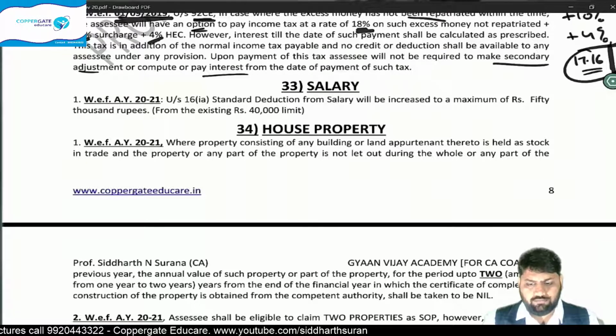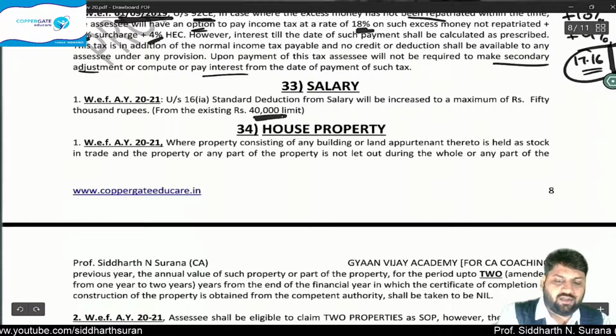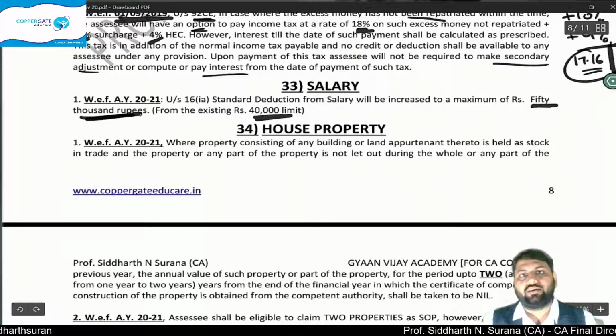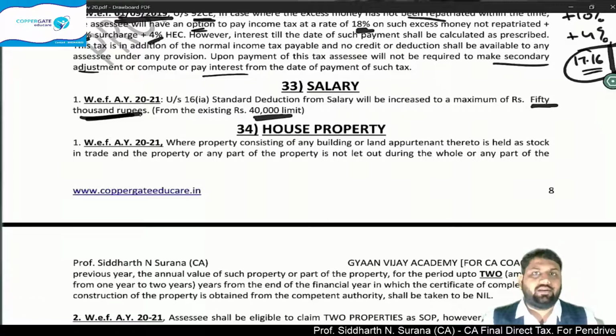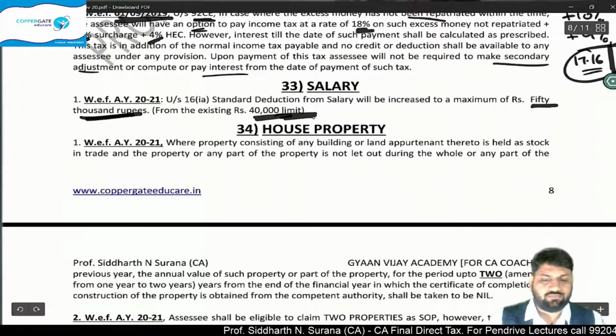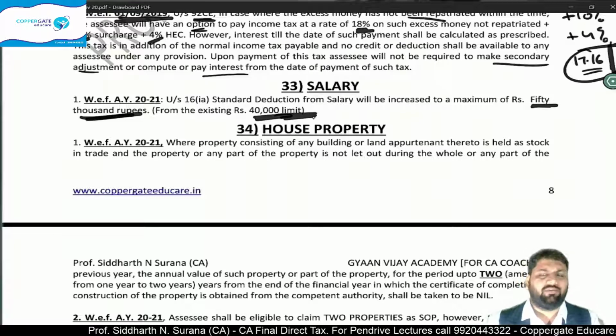First head of income, income from salary. This came in the interim budget. It was like a gift just before elections. The standard deduction, which was introduced last year only at 40,000, we are increasing the standard deduction from salary from 40,000 rupees to 50,000 rupees. So till AY 18-19 there was no standard deduction. In AY 19-20 they introduced standard deduction of 40,000, and now the standard deduction of 40,000 in salary is being increased to 50,000. Very easy amendment.